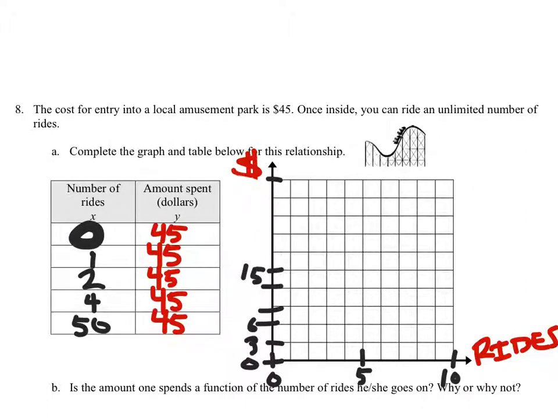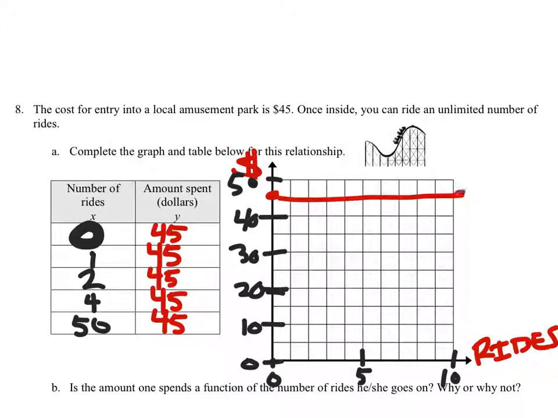I got to change my scale. We should do it by 10. Let's go by 5, that should work. So there's 10, 20, 30, 40, 50. This one will work. So $45, 0 rides, 45 dollars right here, and it'd be all the way over here.